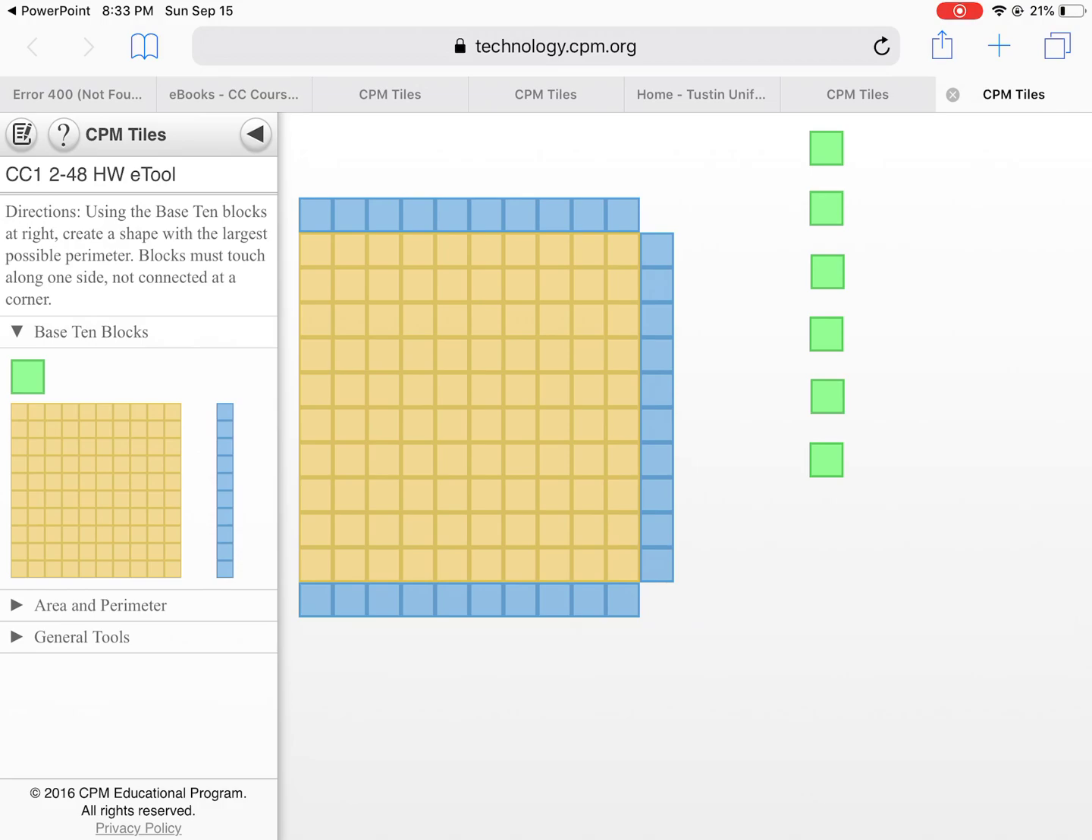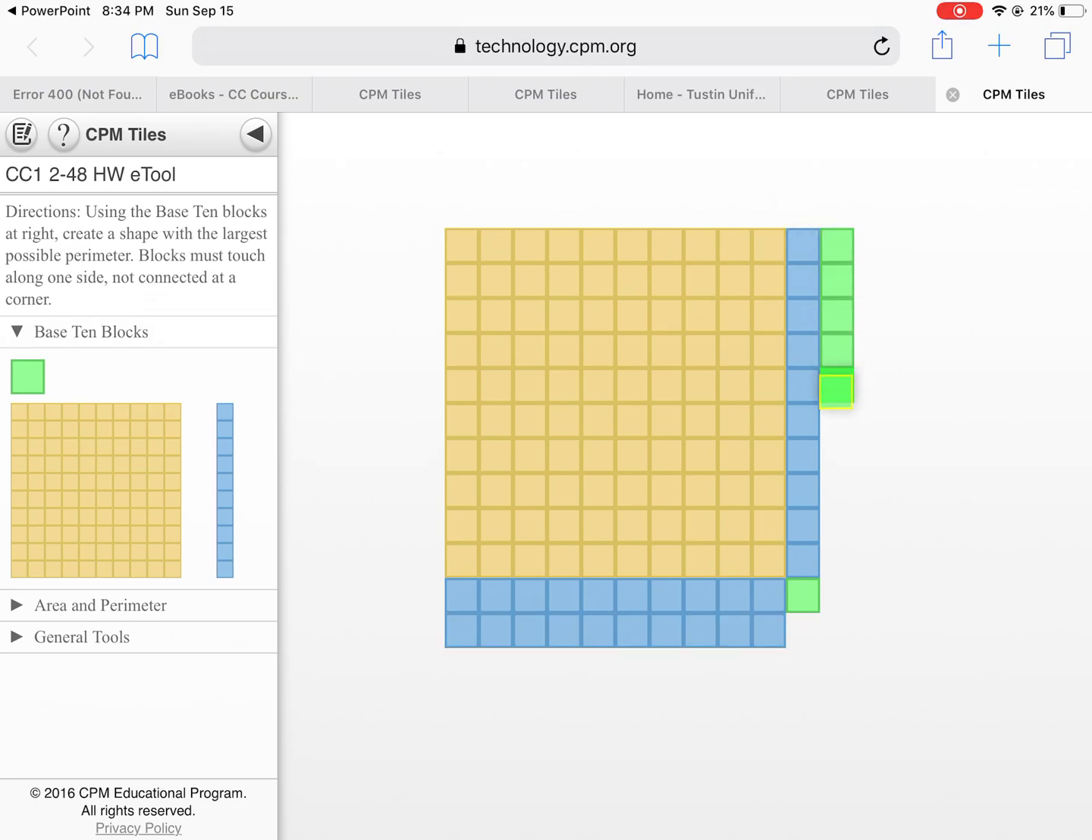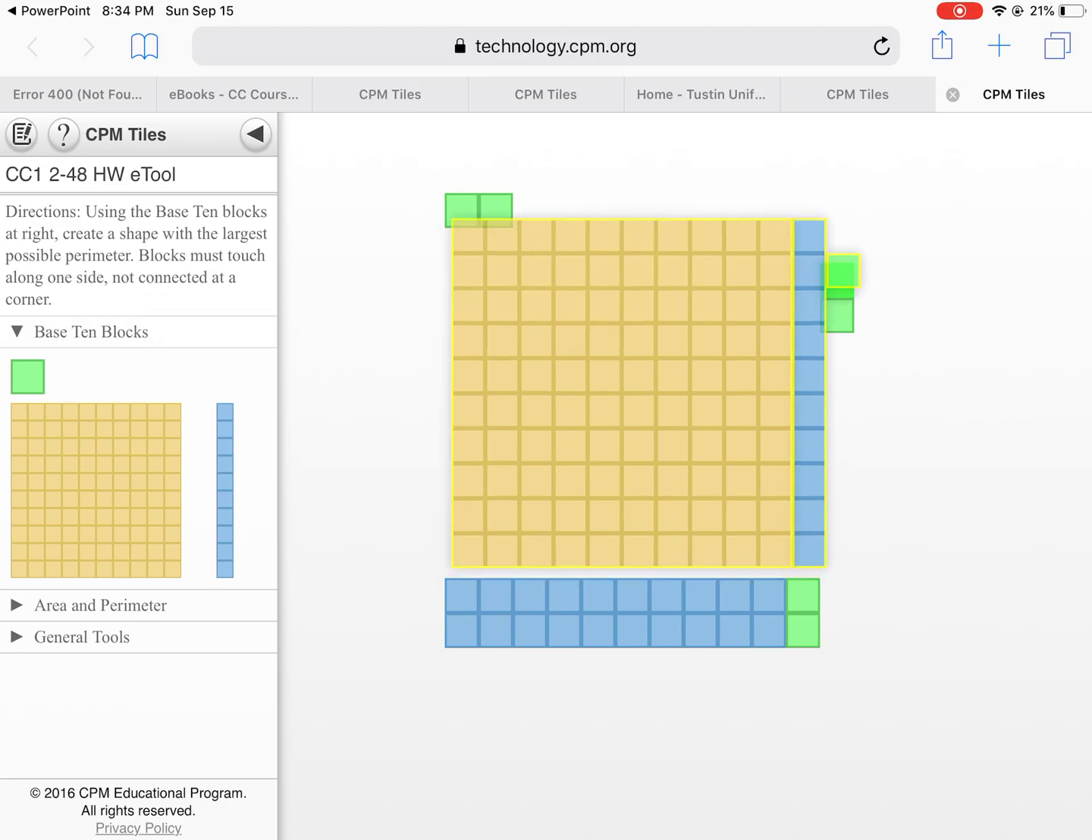So you just start playing around with it, seeing where you can get a shape with a big perimeter. Doing something like that. Okay, and then count all of them. You would count the sides, the perimeter. This would be 10, 11, 12 on this side, etc. Could also just start adding like this. You know, keep playing with it. See what gives you the biggest perimeter.